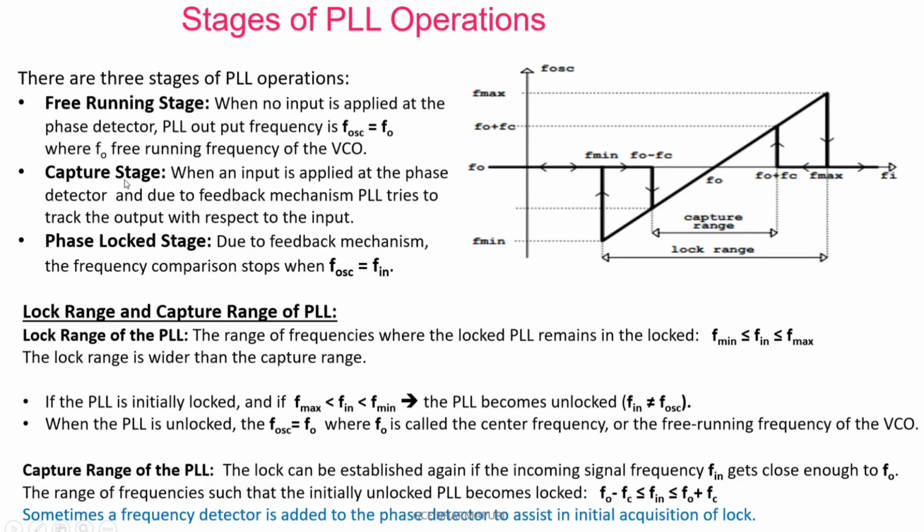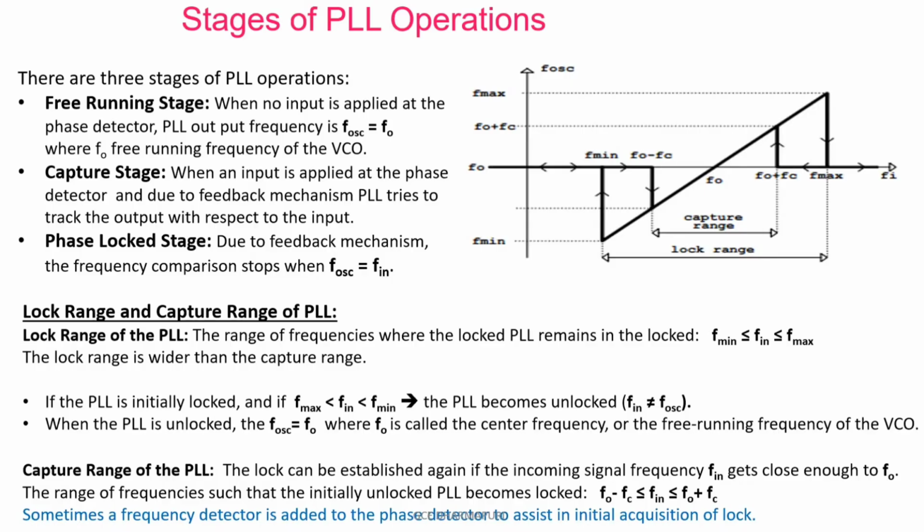Next one, capture stage. When an input is applied at the phase detector, due to the feedback mechanism, the PLL tries to track the output with respect to the input. So this is my capture range, that is F0, it varies to F0 plus Fc and F0 minus Fc. Next, phase locked stage. Due to the feedback mechanism, the frequency comparison stops when FOSC is equal to Fin.